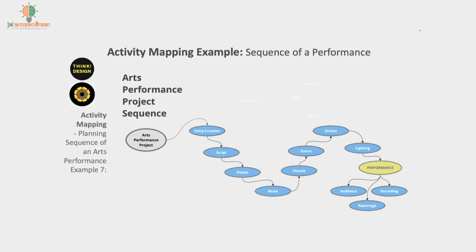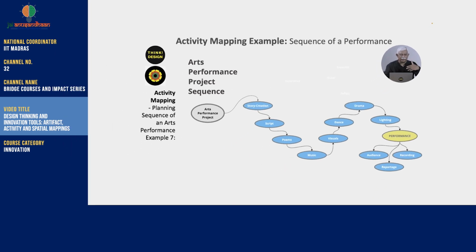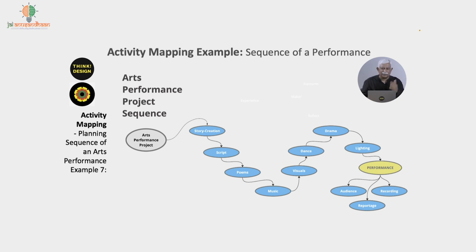Here, for example, the planning required for an arts performance project is mapped. Right from story creation to script, to writing the poems and creating the music for it, and then creating the visuals for this, and then putting the dance together and the drama. Then lighting comes into the picture, and then the performance itself happens. There is also the audience, the recordings and the reporting of that. So at a glance it shows what it requires for an arts performance project to be done.